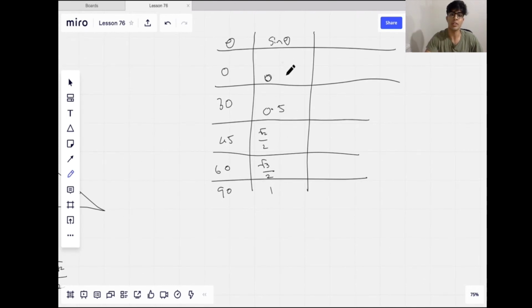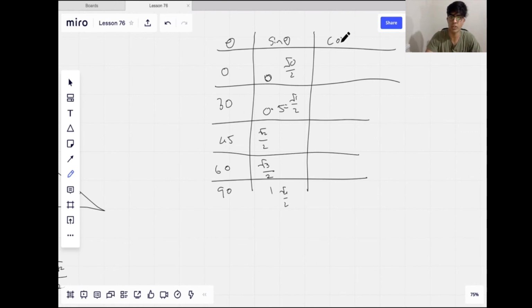The way I remember this is you have root 0 over 2, then root 1 over 2, then root 2 over 2, then root 3 over 2, and then root 4 over 2. Of course root 0 is 0, so 0 over 2 is just 0. Root 1 over 2, root 1 is 1, so that's just a half. Root 2 over 2, root 3 over 2, and root 4 is 2, so root 4 over 2 is just 1. It goes 0, 30, 45, 60, 90, so you can think of it going in intervals of 30, with 45 being in the middle because it's an interesting one and it's half of 90.